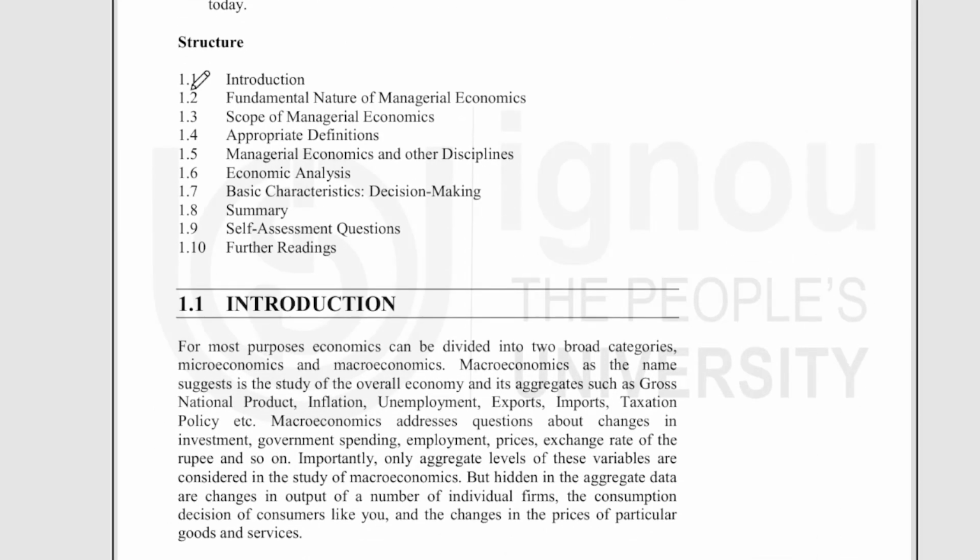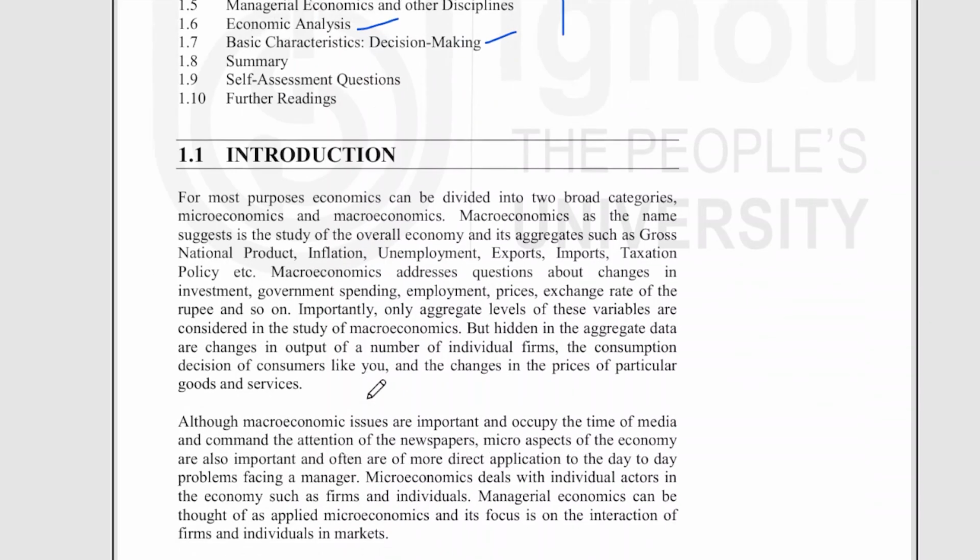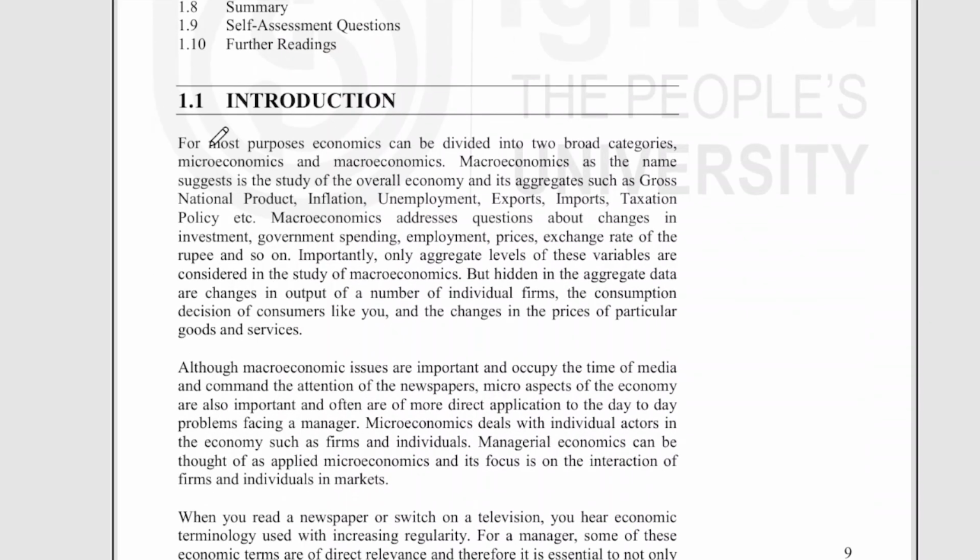And the structure: there is introduction, fundamental nature of managerial economics, scope of managerial economics, appropriate definition, managerial economics and other disciplines, economic analysis, basic characteristics, decision making, summary, self assessment questions. These are the structure of this unit. So we will start with the introduction part.